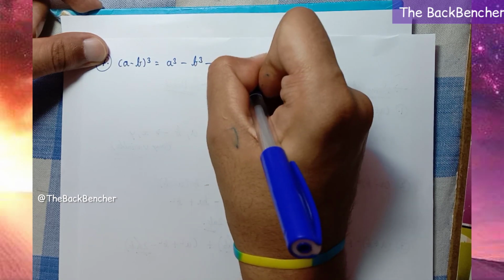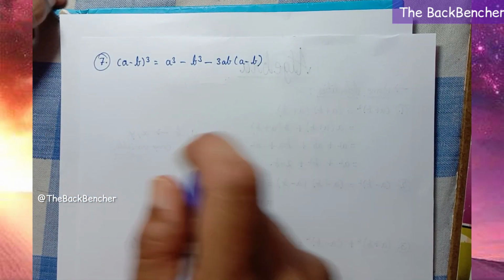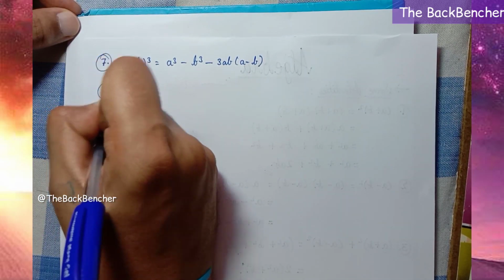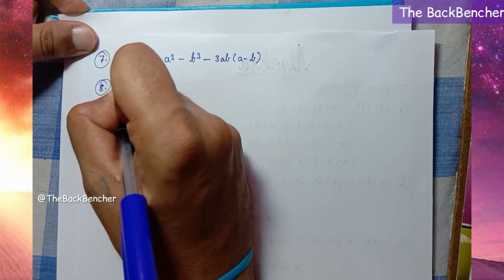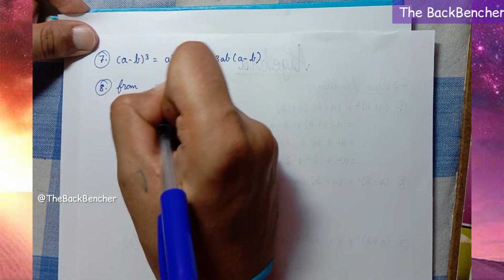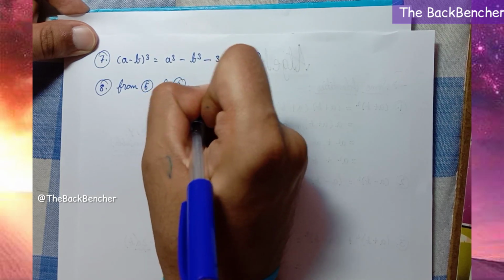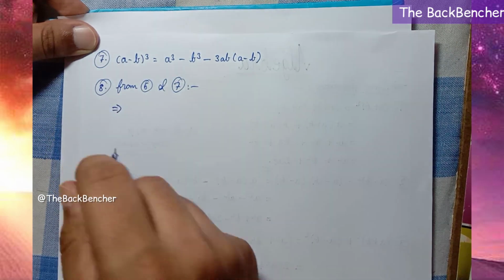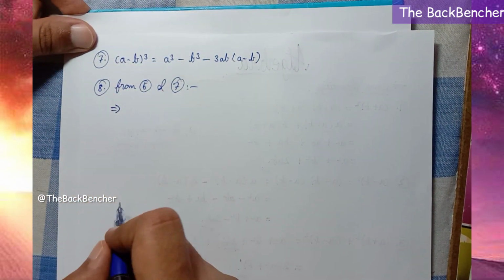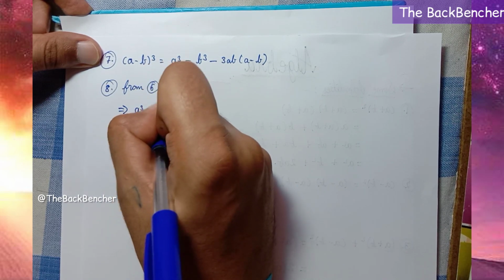That is (a-b) whole cube, which is equal to a cube minus b cube minus 3ab into the bracket (a-b). You can solve it, I am not solving it. Okay, now moving on to the eighth equation. We will get or make this equation from the sixth and the seventh identities. Okay, from sixth and seventh you will get, please watch sixth and seventh in your copy.